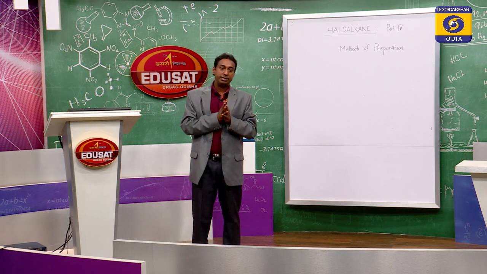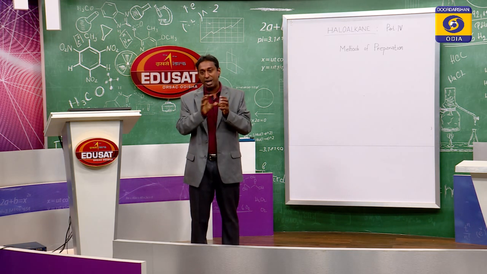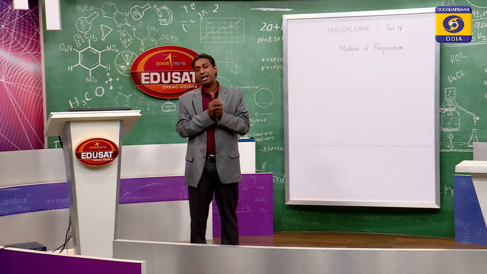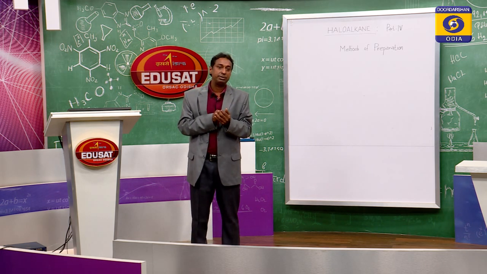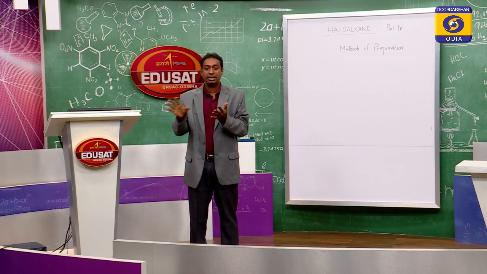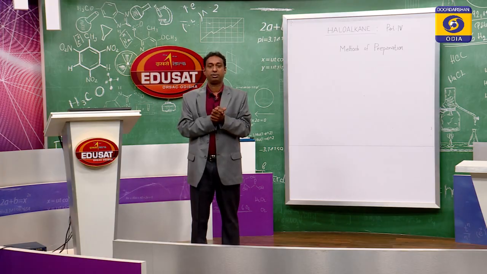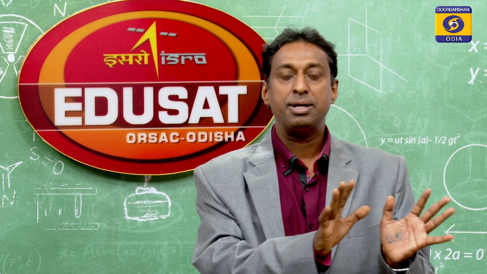Remember students, one important thing you always remember, that for the removal of OH group, the reactivity order is 3 degree more reactive, then 2 degree, then 1 degree. So, 3 degree, 2 degree, 1 degree alcohol is the reactivity order. Now, we will discuss some problems based on the preparation part I have taught you.